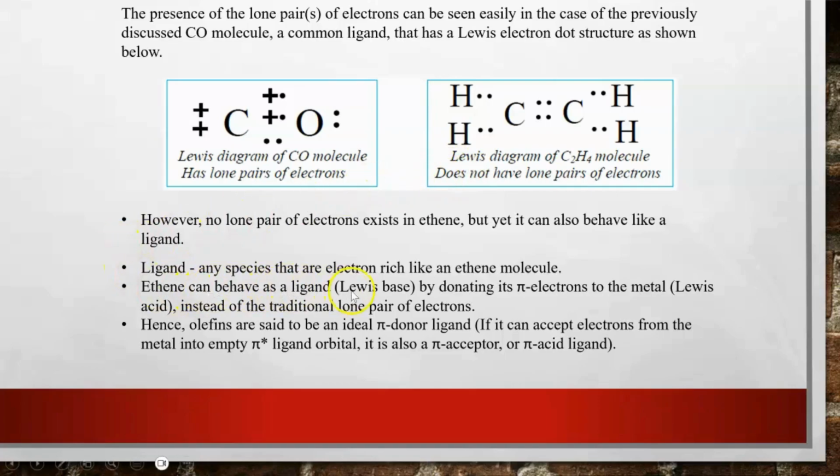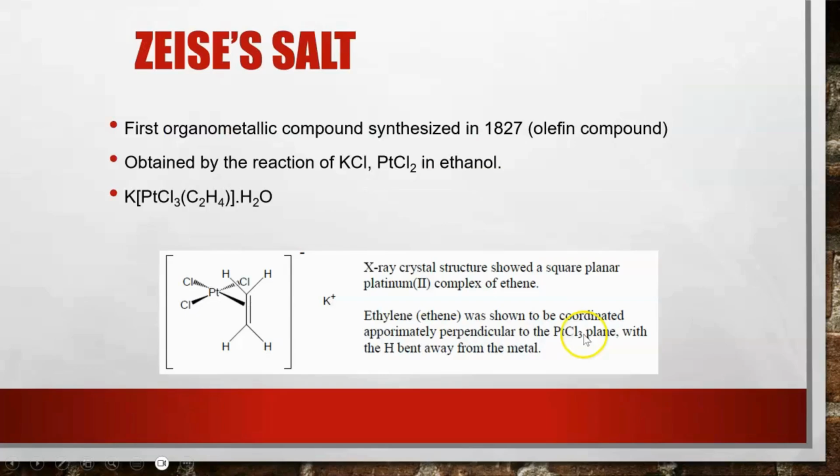Ethene can behave as a ligand by donating its pi electrons to the metal Lewis acid instead of the traditional lone pair of electrons, such as in carbonyl. Hence, olefins are said to be ideal pi donor ligands, and they can also accept electrons from the metal into the pi star ligand orbital. It is also a pi acceptor or pi acid ligand.